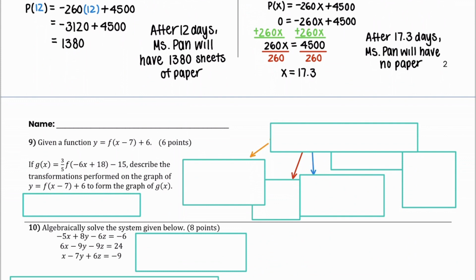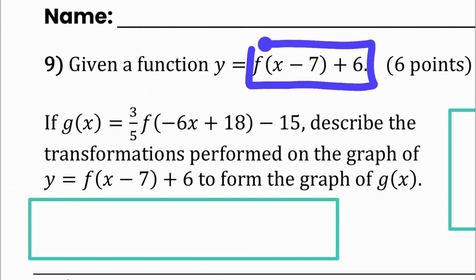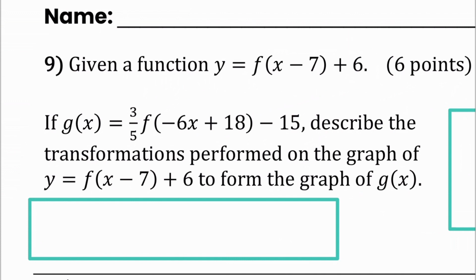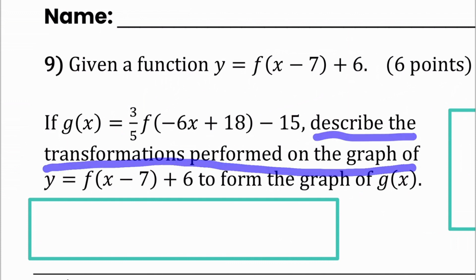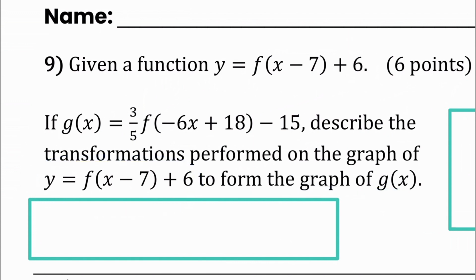Number 9 looks kind of crazy, but if we understand what the problem is asking for, it's not that bad. Number 9 says, given a function y equals f of x minus 7 plus 6, if g of x equals 3/5 times f of negative 6x plus 18 minus 15, describe the transformations performed on the graph of f of x minus 7 plus 6 to form the graph of g of x.